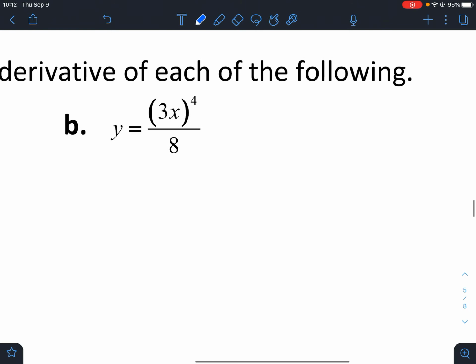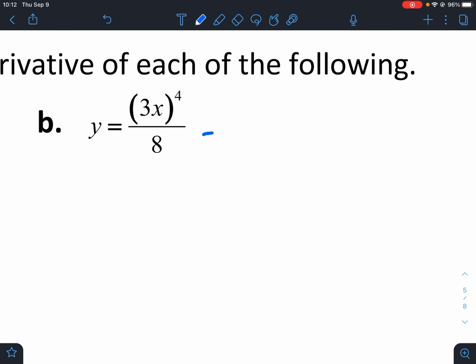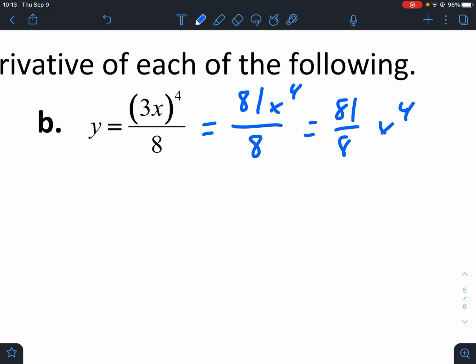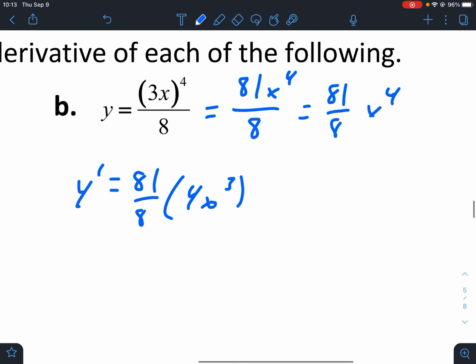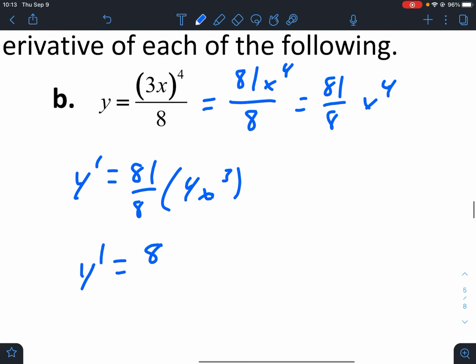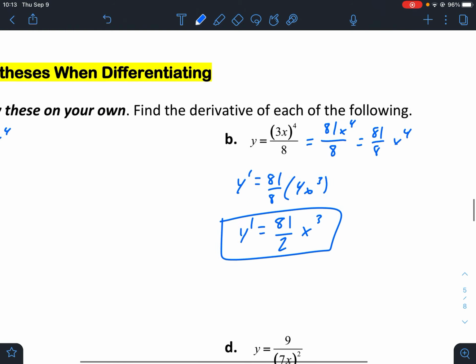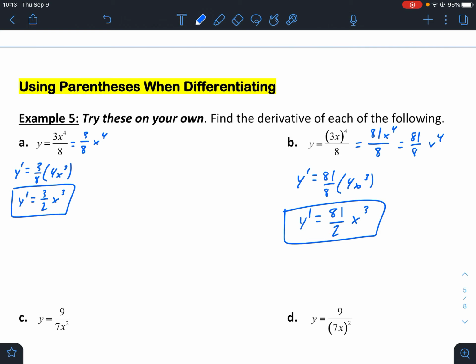Now this one looks similar, but we have those parentheses around it. So really what we should be doing first here is multiplying out 3 to the fourth, x to the fourth. 3 to the fourth being 81. And again, we can think of this like this, 81/8 x to the fourth. So then our derivative, y prime, or dy dx, would be 81/8 times 4x to the third. And simplifying that, we would get 81/2 x to the third. So you can see how just throwing parentheses in makes a big difference in our final answer.